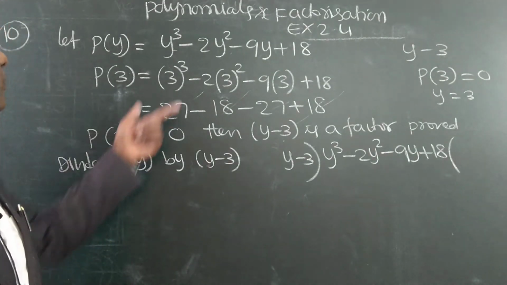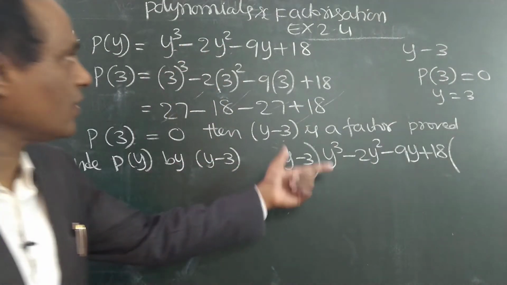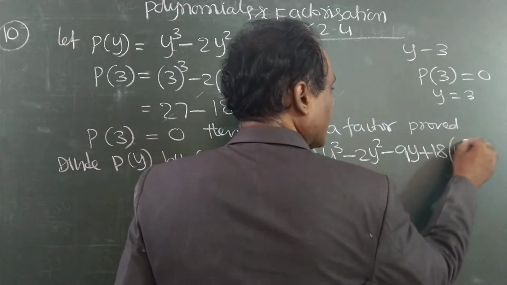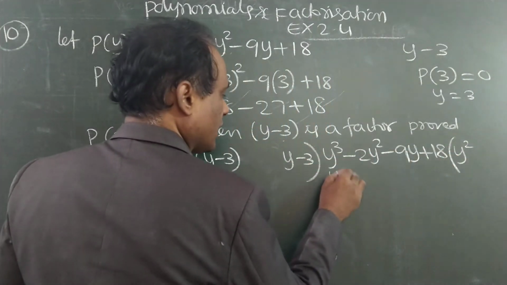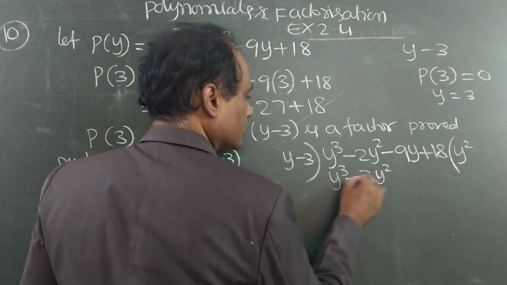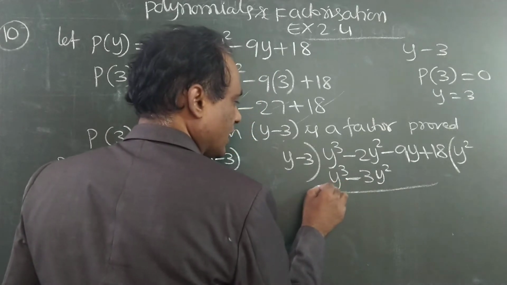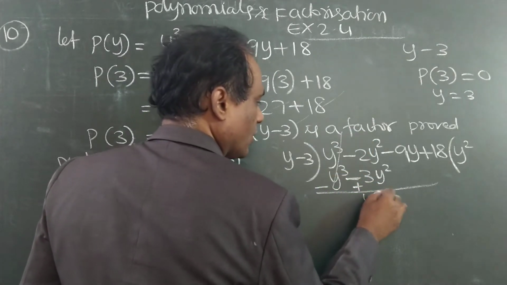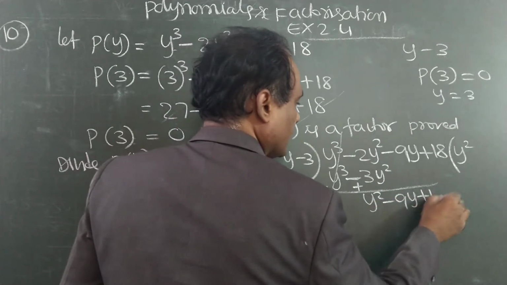Then divide this polynomial by y minus 3. How to divide? We write y minus 3 here. See the division: y square into y, y cube. Y square into 3, 3y square. Change the sign, plus becomes minus, minus becomes plus. Y square minus 9y plus 18.